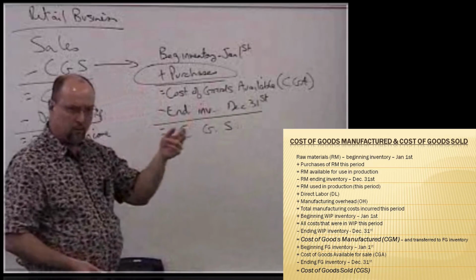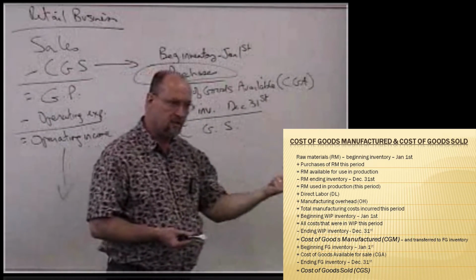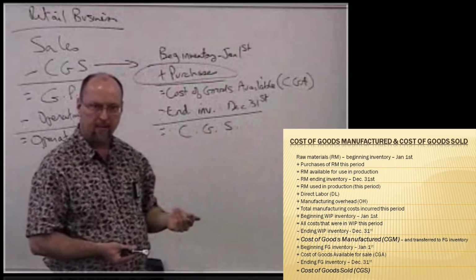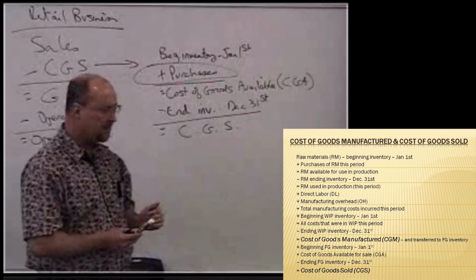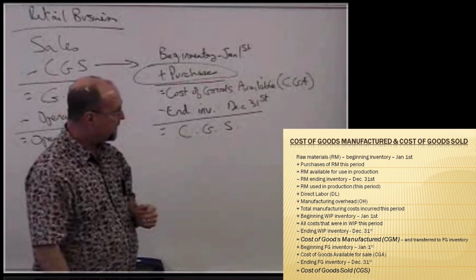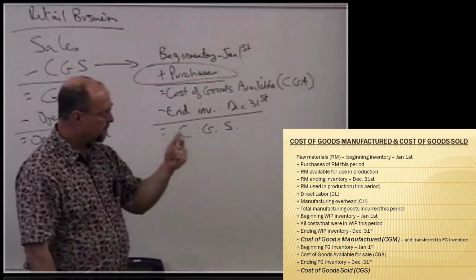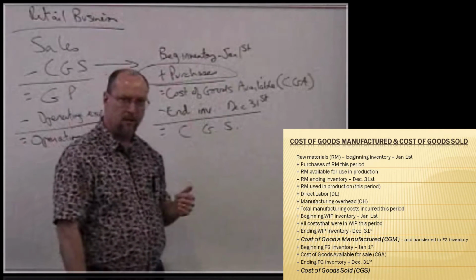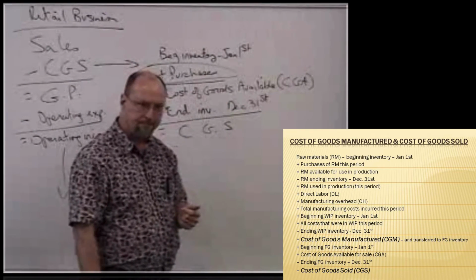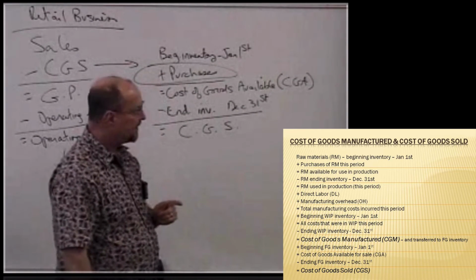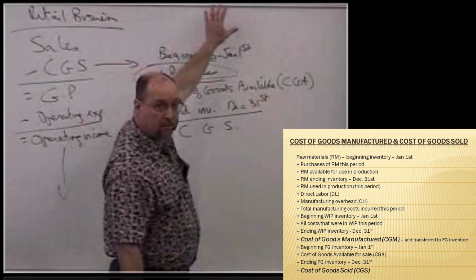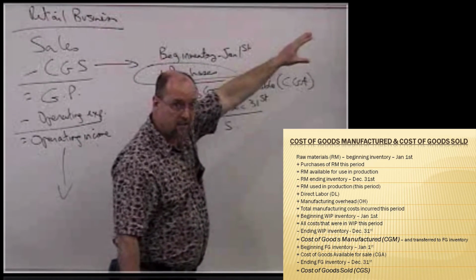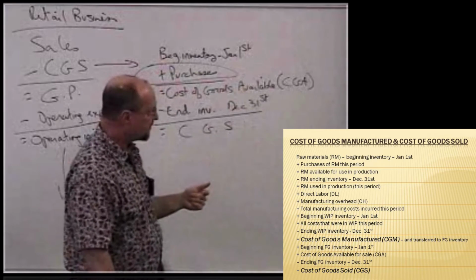We add overhead, which is depreciation, utilities, the indirect materials and labor, all those other costs we identified earlier related to the factory, and that's the total manufacturing costs, materials, labor, and overhead that we incurred this period in production. Okay, that's part one. Now, raw materials, work in process, right? And then finished goods. Now let's introduce work in process.